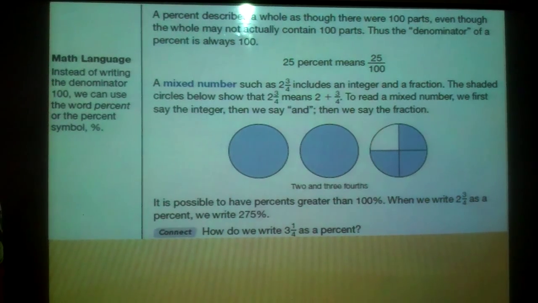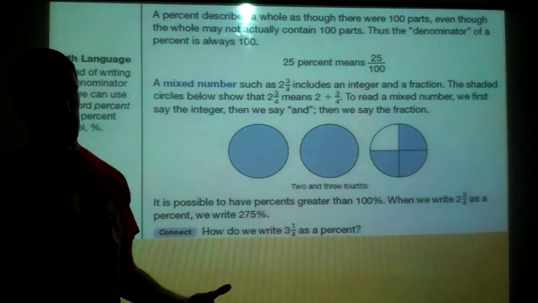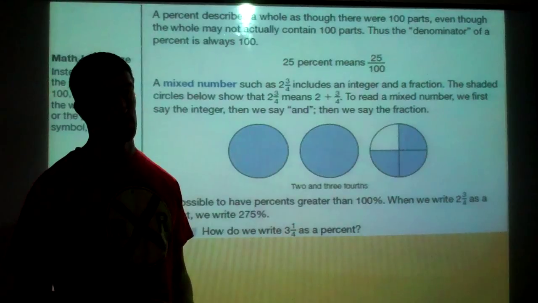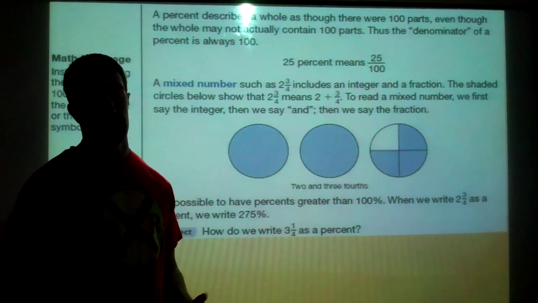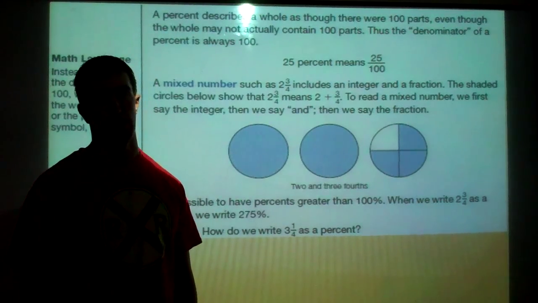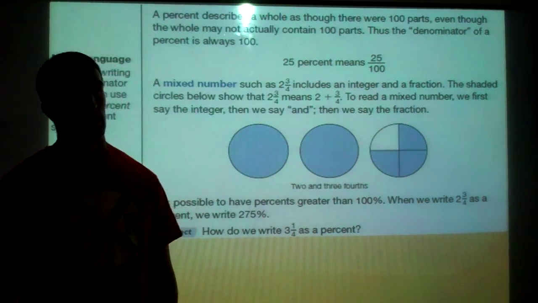So 25% means 25 out of 100. Basically, all percents are out of 100%. The most you can have is 100% in most cases. Especially when we're talking grades and things like that. Unless we get into extra credit, then you can get more than 100%.